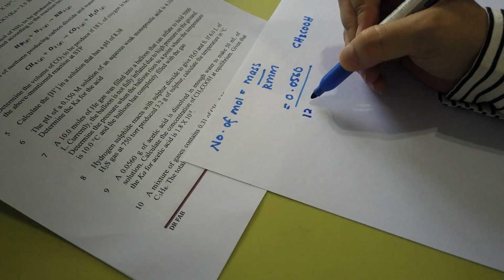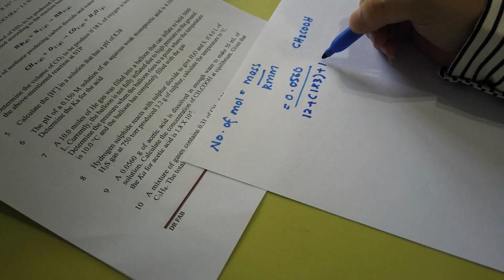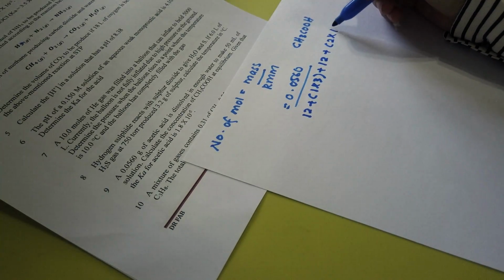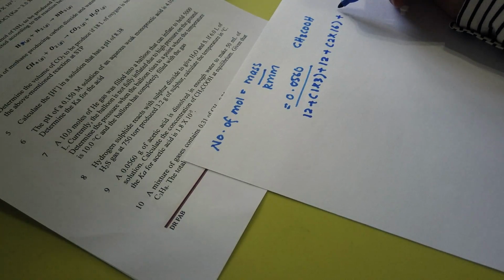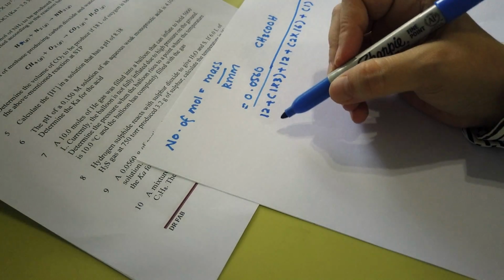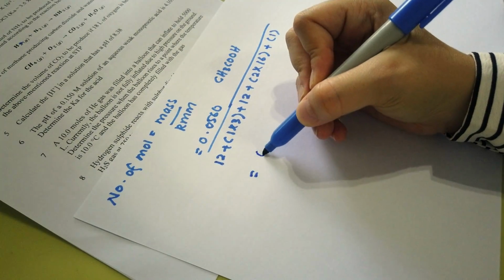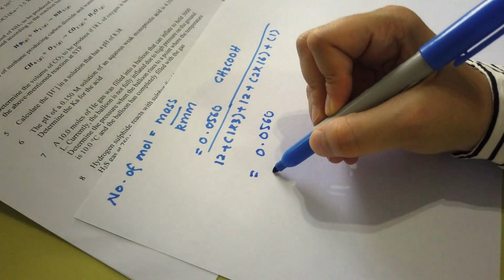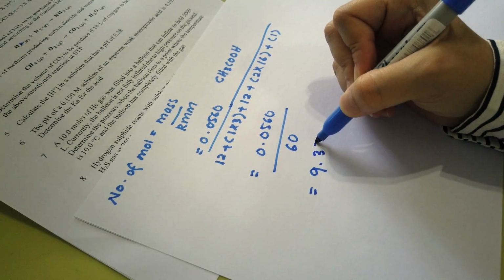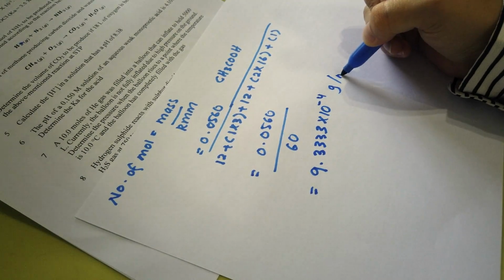carbon is 12 plus hydrogen is 1 times 3 plus another carbon 12 plus 2 times 16 plus another hydrogen, just 1. So you will get 0.0560 over 60 and you will get the number of mole is 9.3333 times 10 to the power of negative 4 mole.